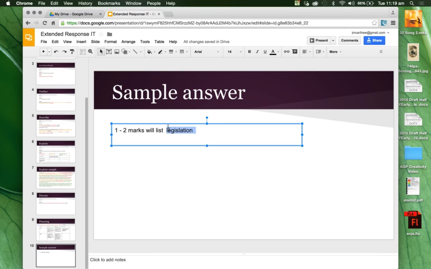so we might list relevant legislation. There we go. Relevant legislation impacts on employers or employees. That's for 1 to 2 marks. Can you see how that happens? And that's those red identifiers I've put in there.